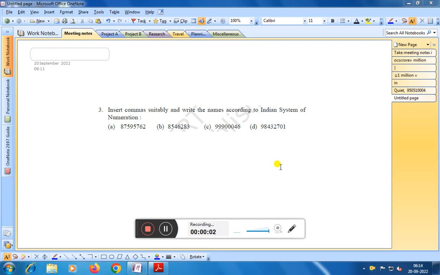Hello friends, today we will discuss question number 3, that is, insert commas suitably and write the names according to the Indian system of numeration. We know how to write the Indian system of numeration. The Indian system is ones, 10, 100, 1000, 10,000, lakh, 10 lakh, crore, 10 crore.